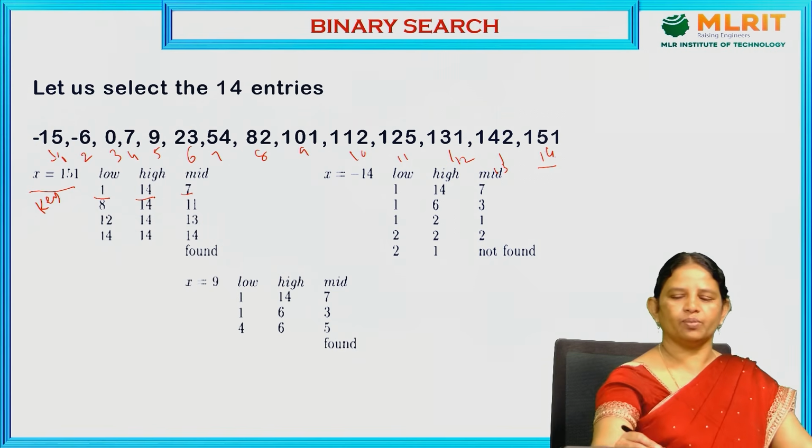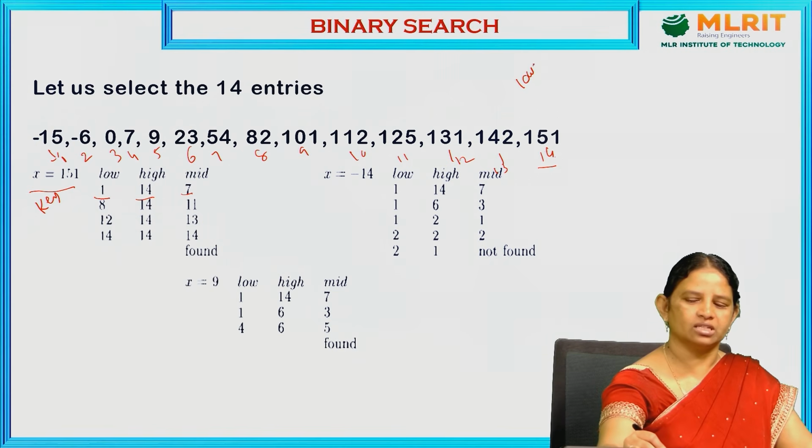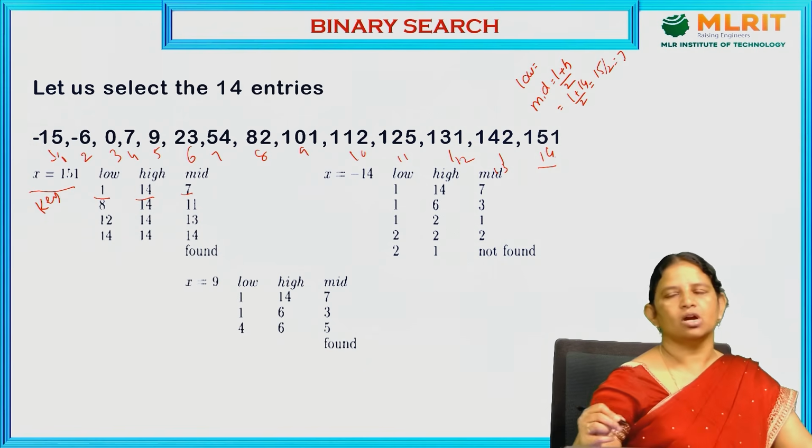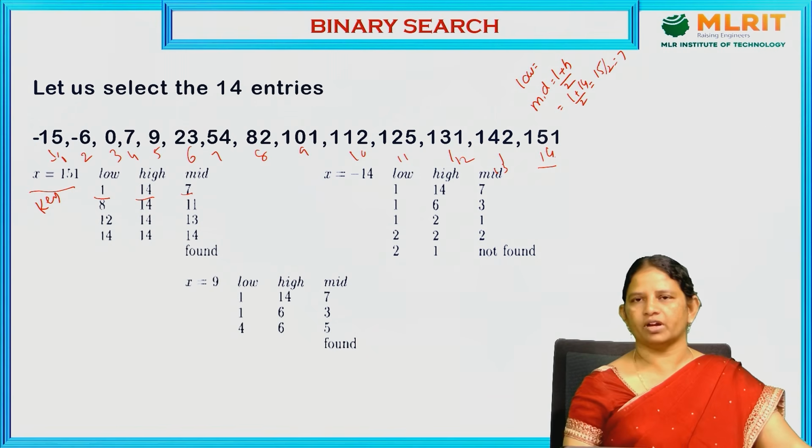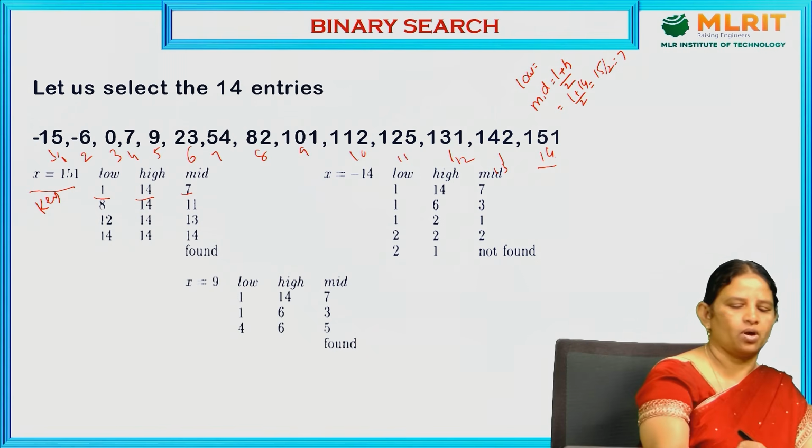Now calculate the mid element. Mid equal to low plus high by 2. That is 1 plus 14 divided by 2. That is 15 by 2, we will get 7. Don't consider the fractional part. We have to consider only the integer part, 7.